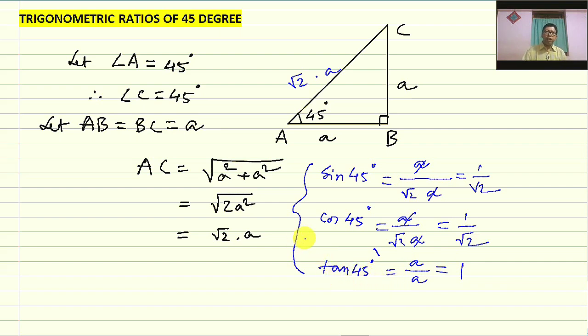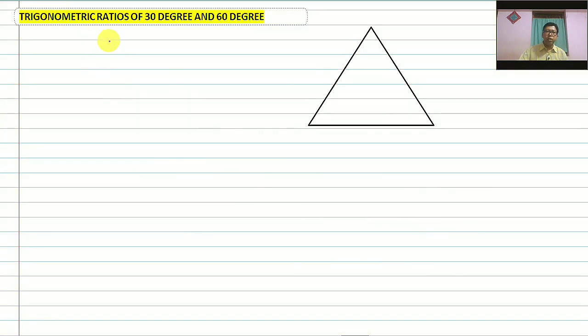Okay, next we shall take the trigonometric ratios of 30 degree. Again we consider a triangle. Suppose this triangle is an equilateral triangle.